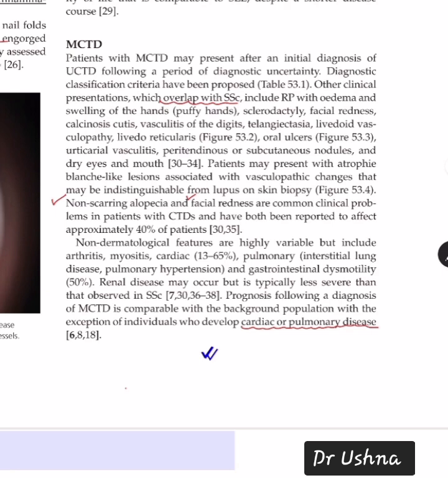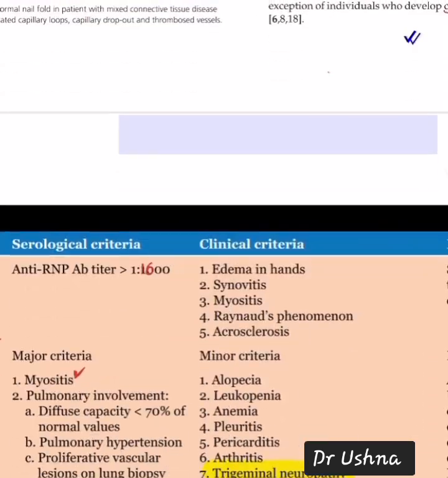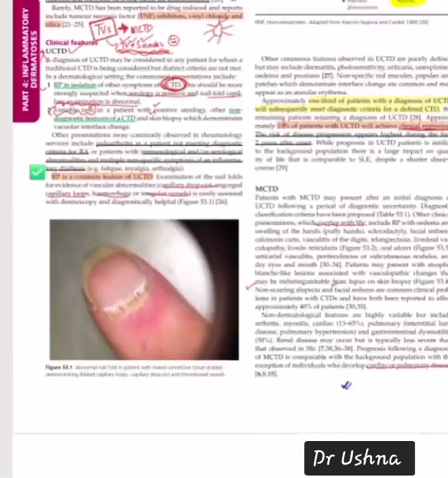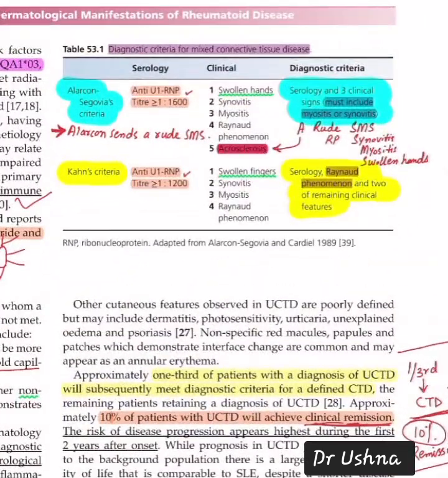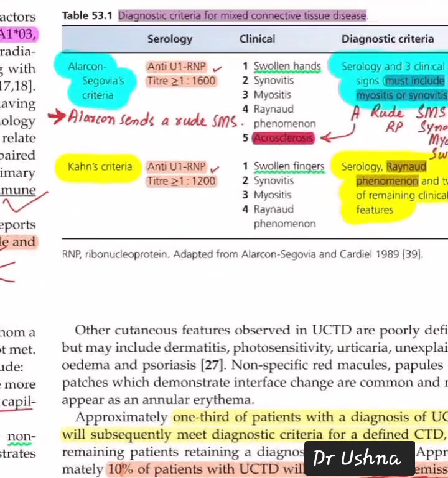MCTD is more or less the same as the UCTD, in that the patient is not fulfilling the criteria or having the overlapping features with any other disease, so we just put the patient into the MCTD criteria. Okay, there are some diagnostic criteria for the MCTD. One very important one is the Alarcon-Segovia criteria.